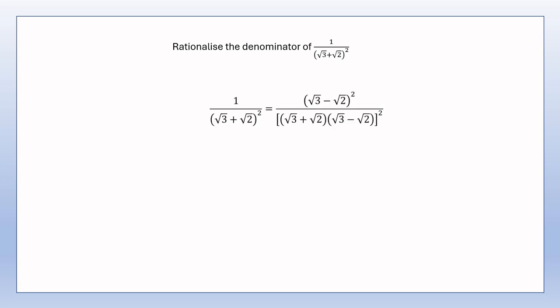Multiply numerator and denominator by root 3 minus root 2 all squared to give root 3 minus root 2 all squared over root 3 plus root 2 times root 3 minus root 2 all squared. The denominator can be seen to be just equal to 1, which gives root 3 minus root 2 all squared over 3 minus 2 squared, which of course is just equal to root 3 minus root 2 all squared.